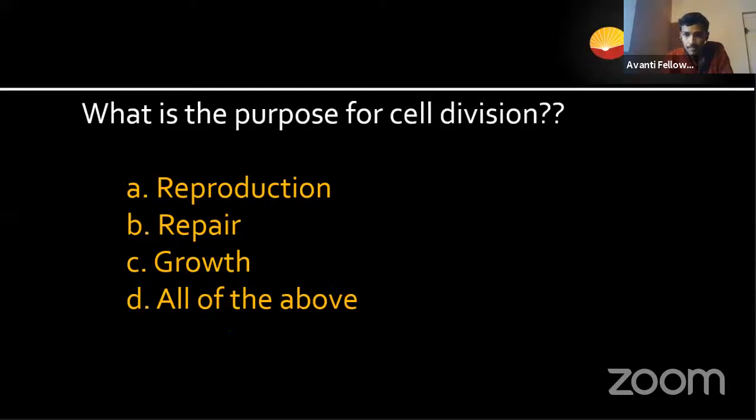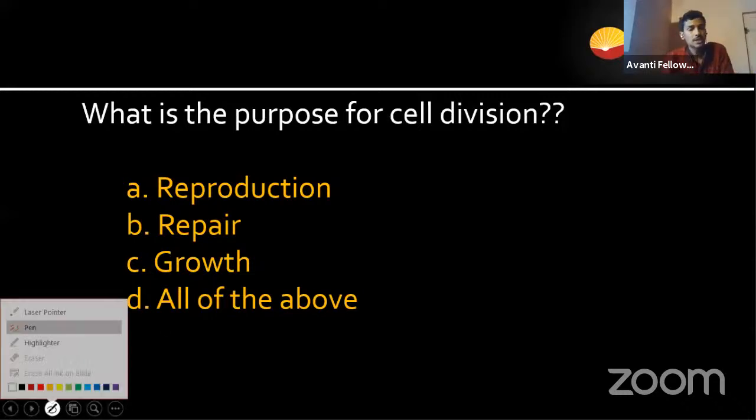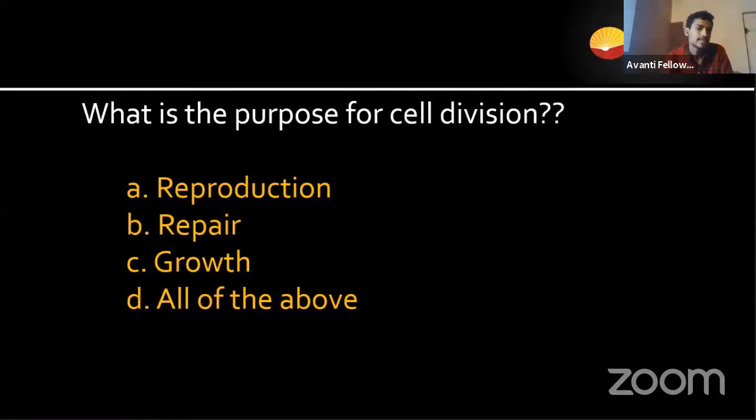Which cells make these cells? I didn't understand. Exactly. Somebody probably chose the option reproduction, like a fast touch, I think. The correct answer is all of the above. The purpose of cell division is reproduction, repair, and growth.